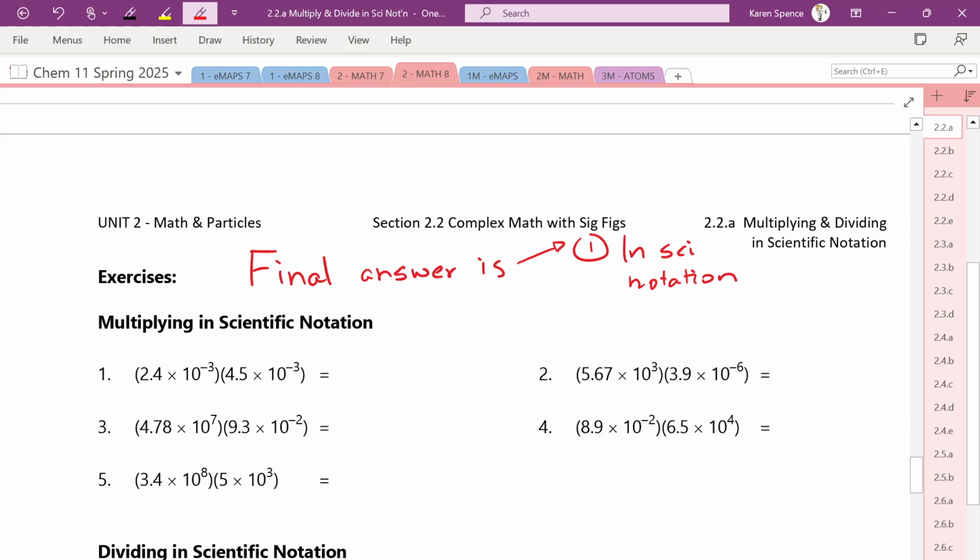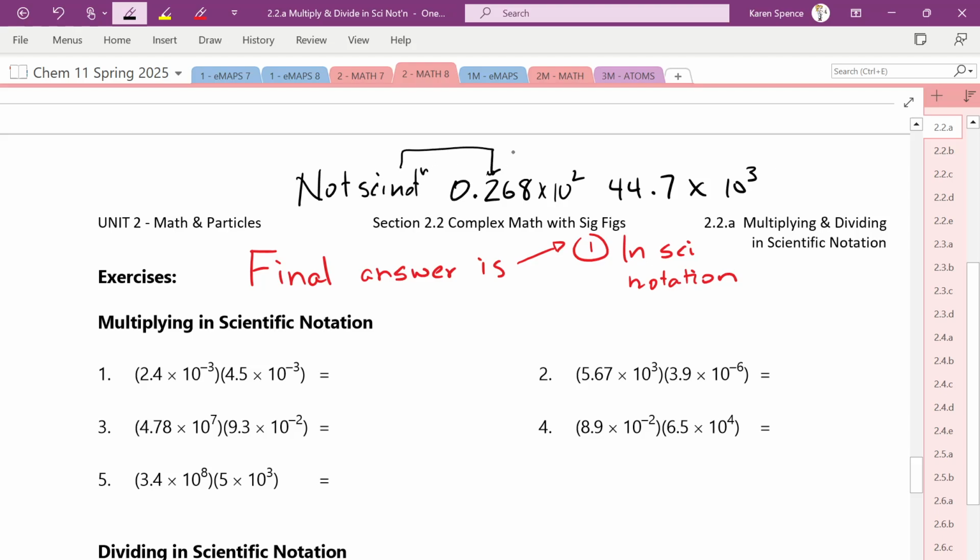How do you know if it's not in scientific notation? You might have 2 digits in front of the decimal. Yeah? That would be not scientific notation. You might have a 0.268. That is neither of these. These are not scientific notation. Yes? Okay, so you would have to fix those. So number one, it needs to be in scientific notation. And number two, it needs to be to the correct sig figs.